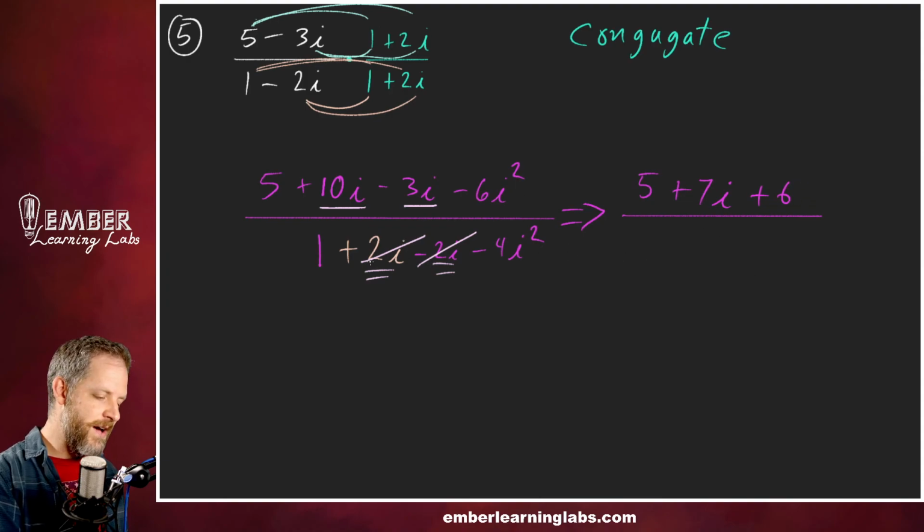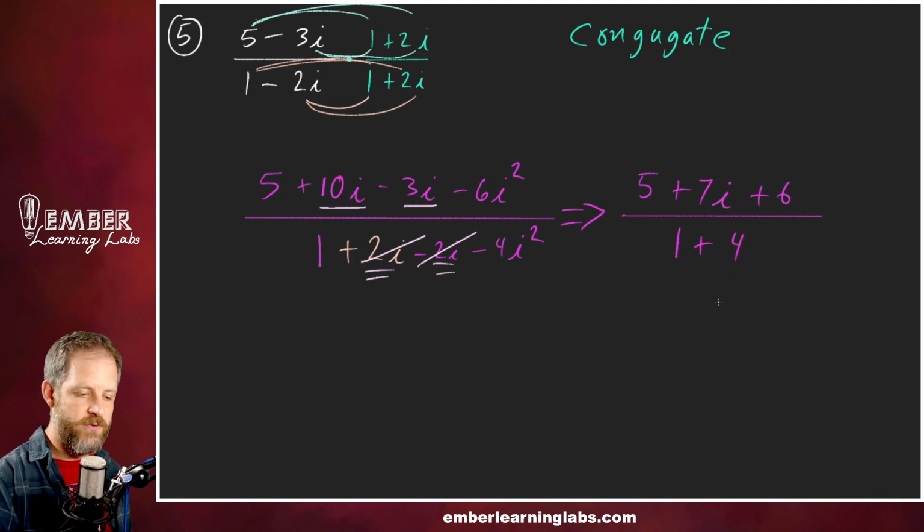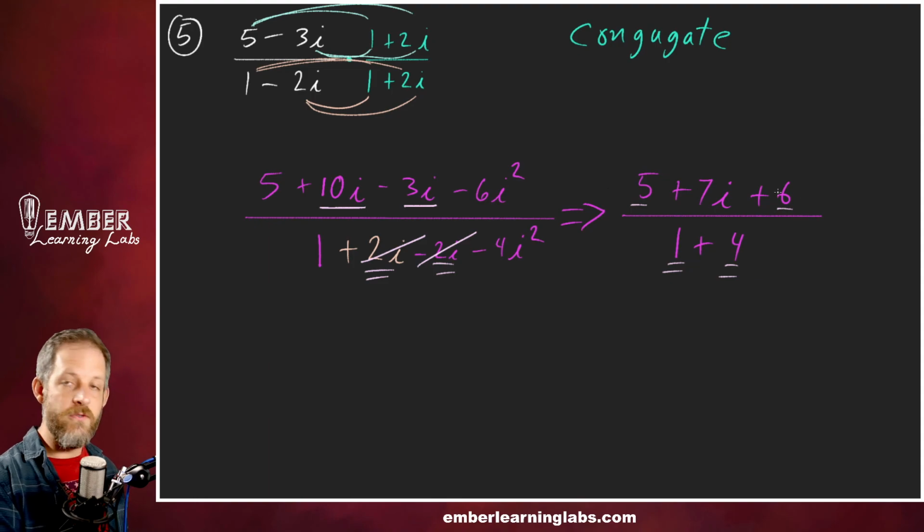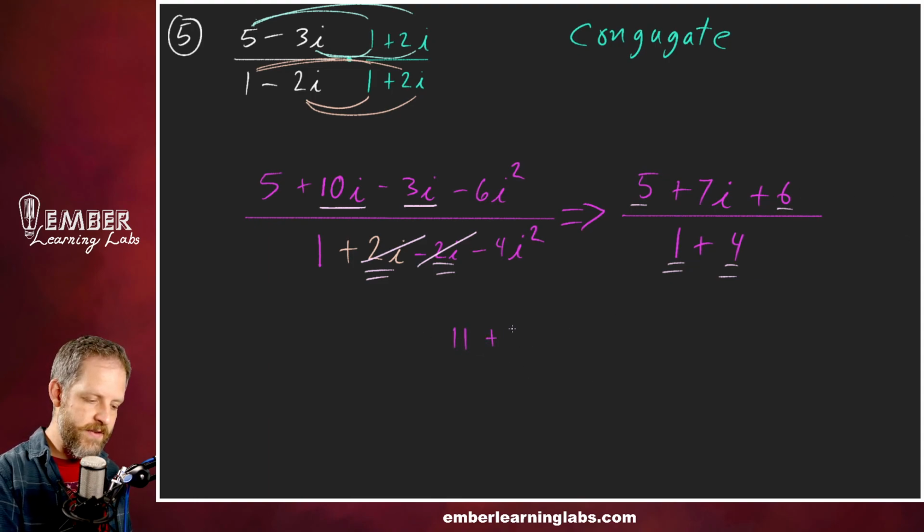On the bottom, I'm going to go ahead and deal with this square down here. We have 1 plus 4, because negative 4 times negative 1 is positive 4. All we have left is some like terms. So 5 plus 6, of course, is 11 plus 7i. You notice on these, we always write the real number part first and the imaginary part second. We always do that. Okay. And at the bottom, we have 1 plus 4, which is 5.